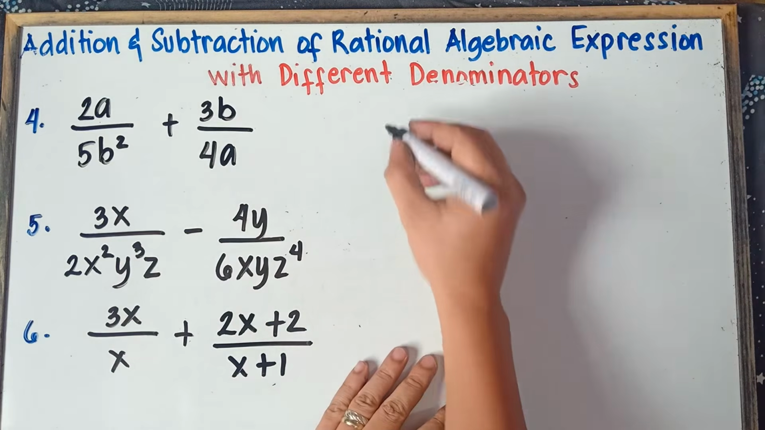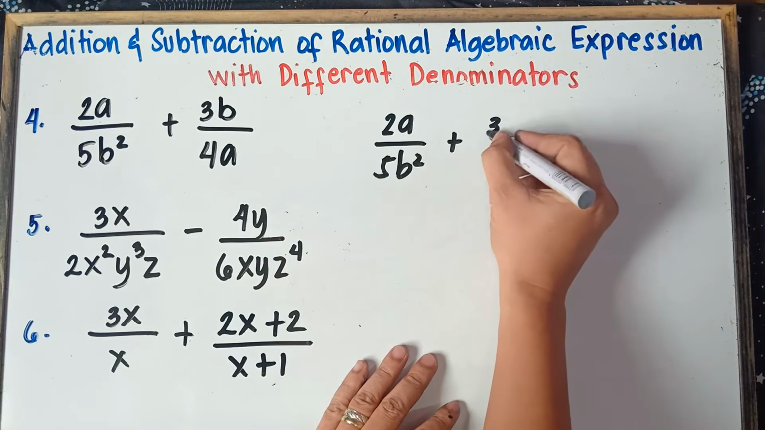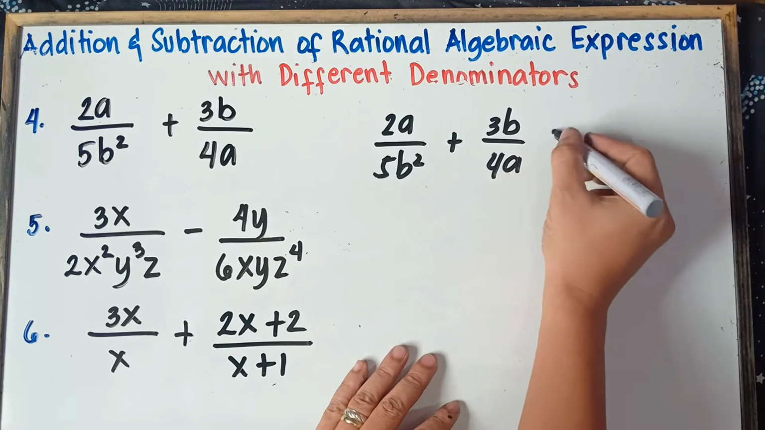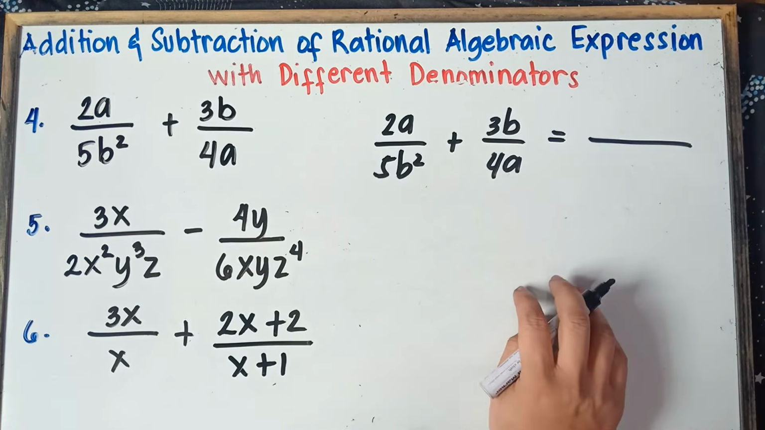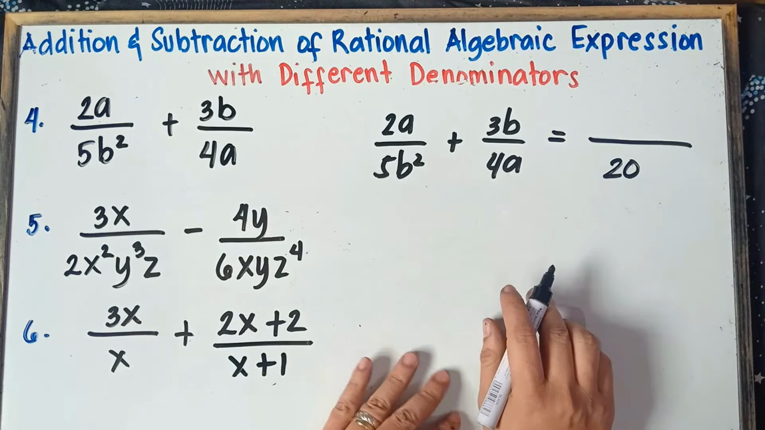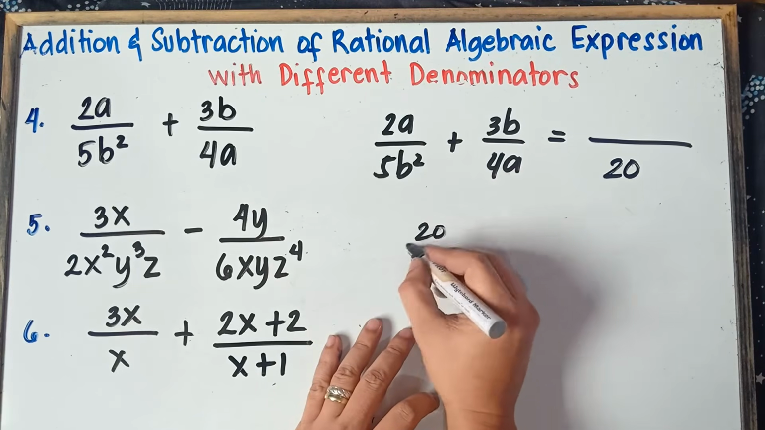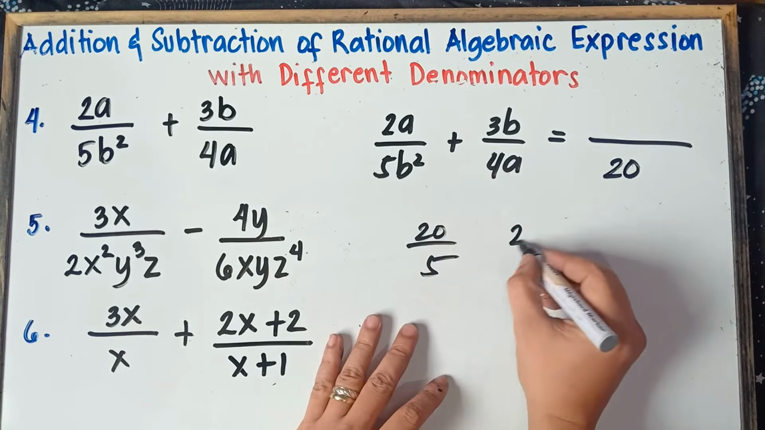So, our given, we have 2a over 5b squared plus 3b over 4a. Alright, so find the LCD of 5 and 4. That's correct. That would be 20, right? 20 is divisible by 5 and 4. We can divide 20 by 5. We can also divide 20 by 4.